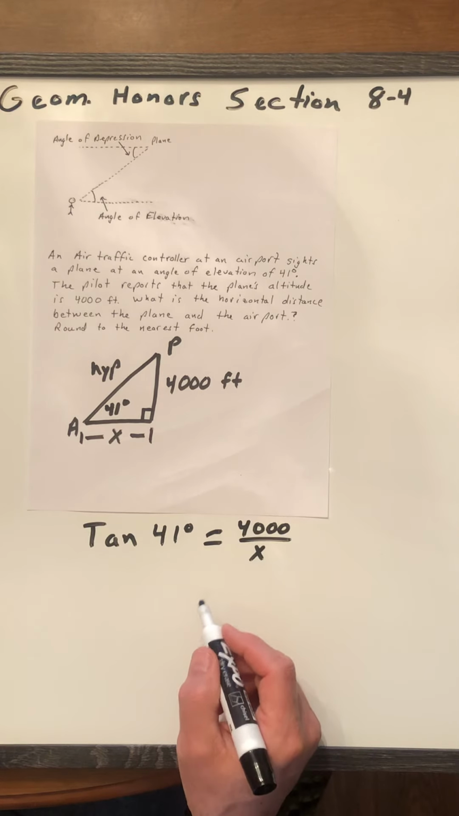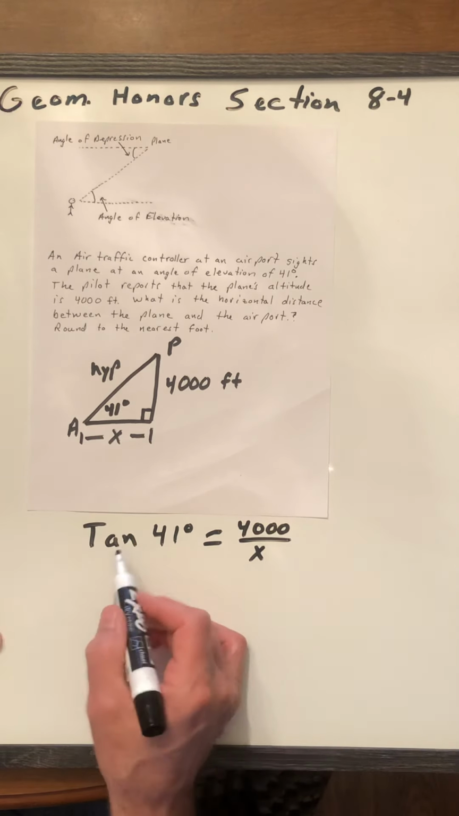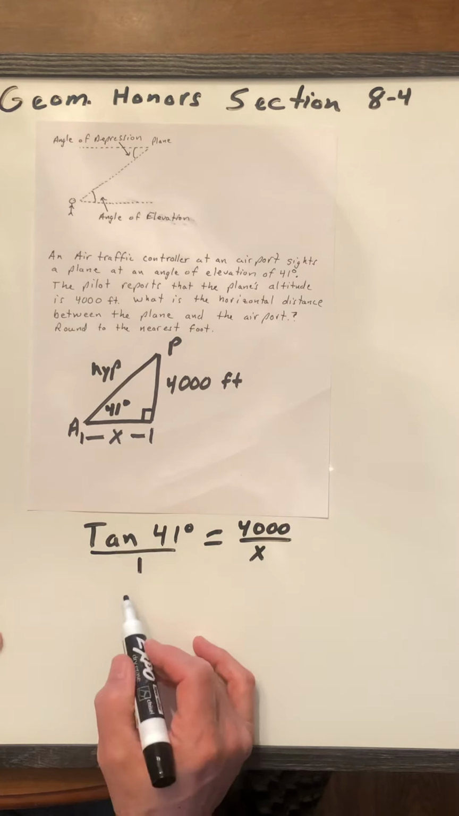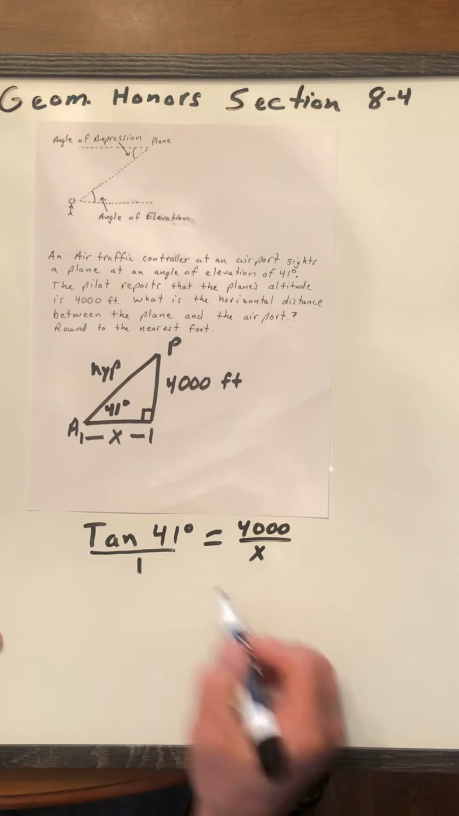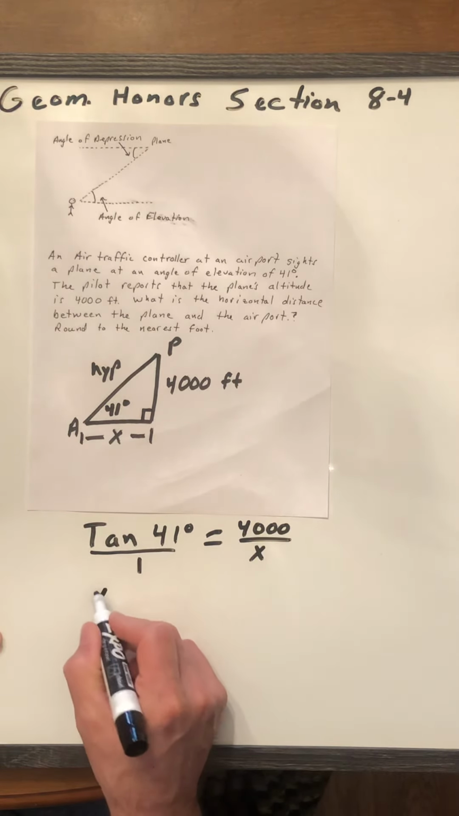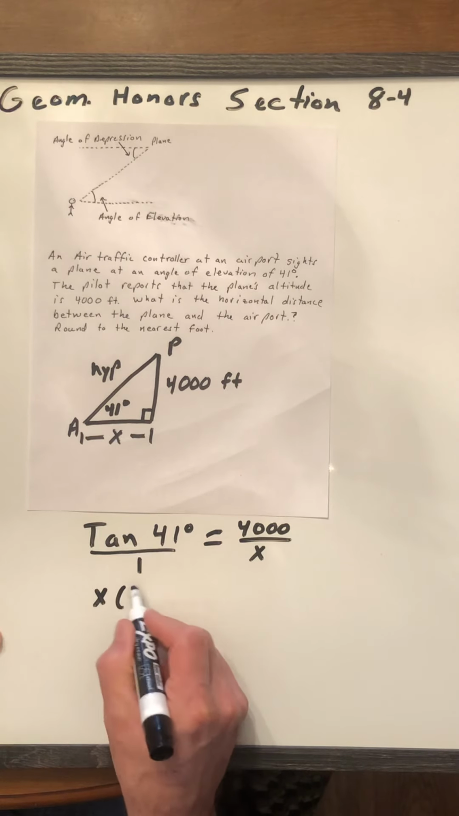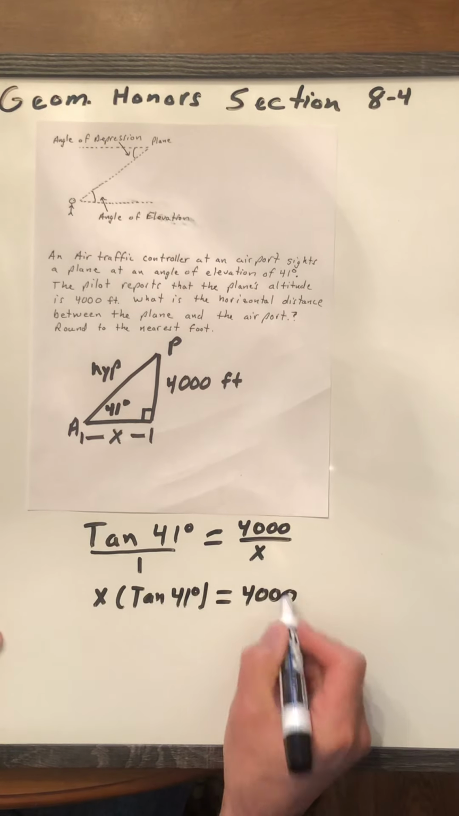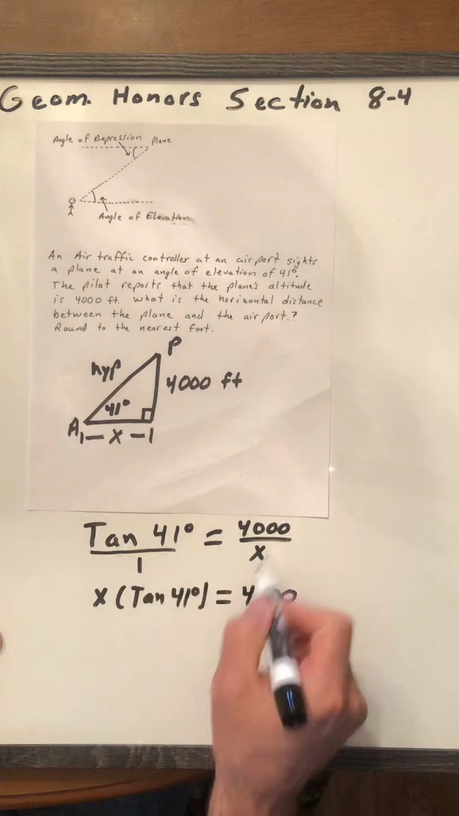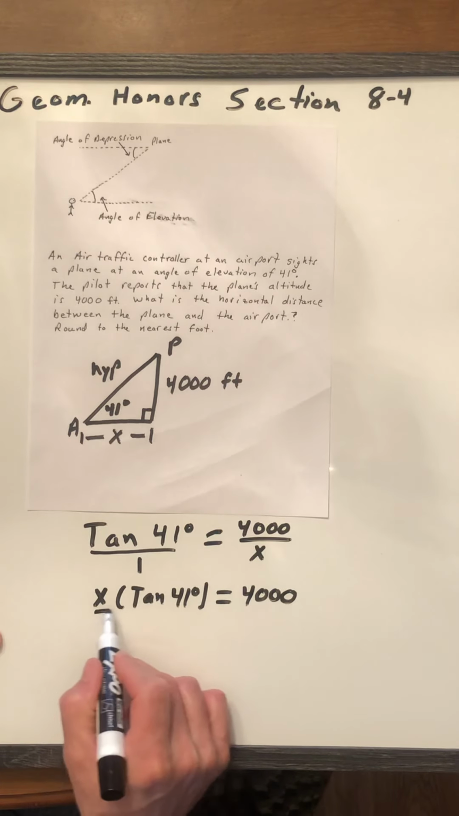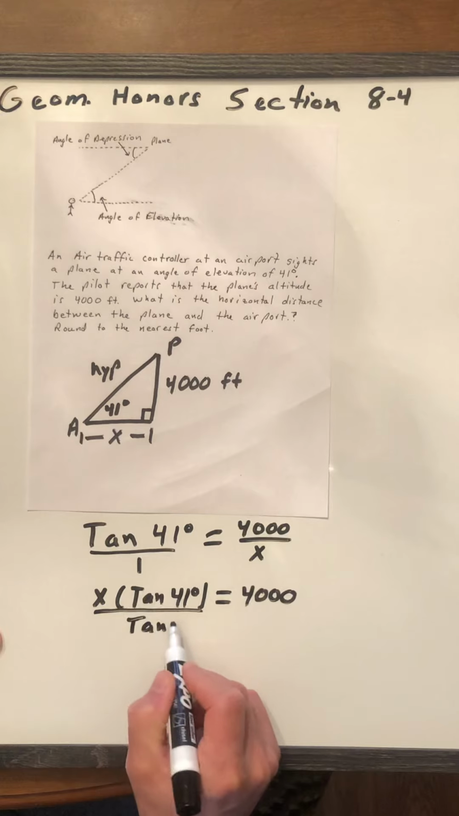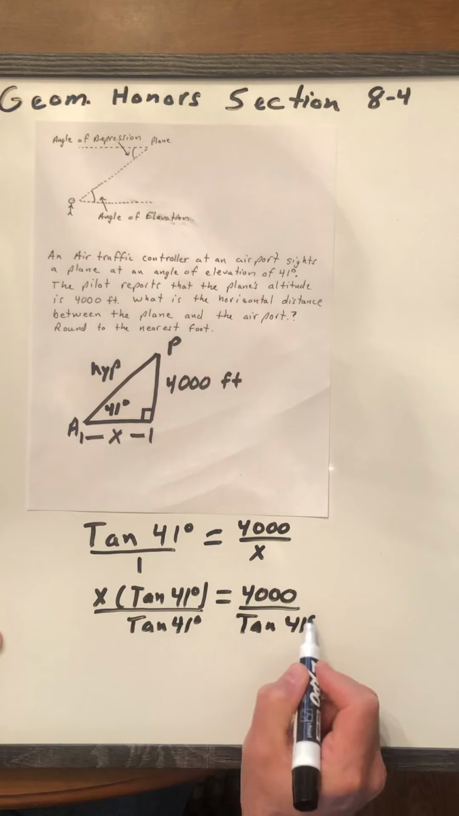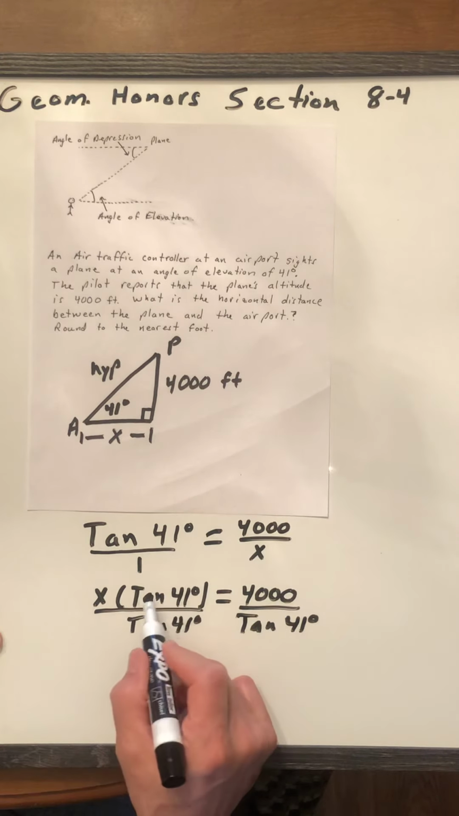So now we're going to set up our proportion. I can just put this over 1 to make it into a proportion. So I've got tangent of 41 degrees over 1 equals 4,000 over x. And then I'm going to cross multiply and solve. x times tangent of 41 degrees equals 1 times 4,000, we're cross multiplying. Now to get the x by itself, I've got to divide both sides by the tangent of 41 degrees. And so those are going to drop out, they're going to be eliminated.